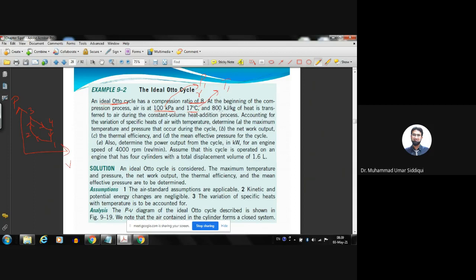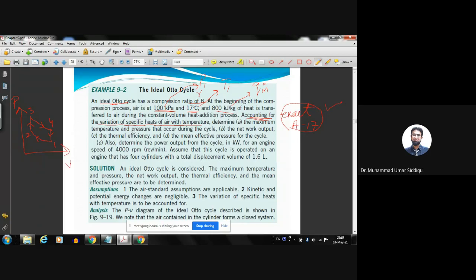And 800 kilojoule per kg of heat is transferred to air during the constant volume heat addition process. So this is Q in. Accounting for variation of specific heat of air with temperature. This is very important. When it says accounting for the variation of specific heat of air with temperature, that means you need to use exact analysis. That means you need to use table A17 here. So table A17 will be used here.